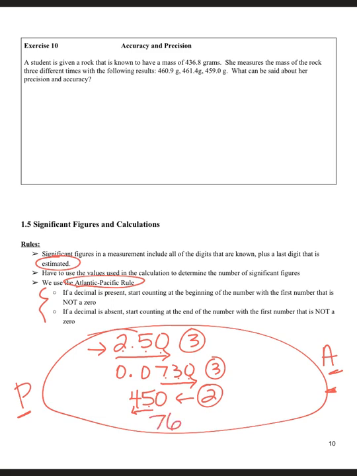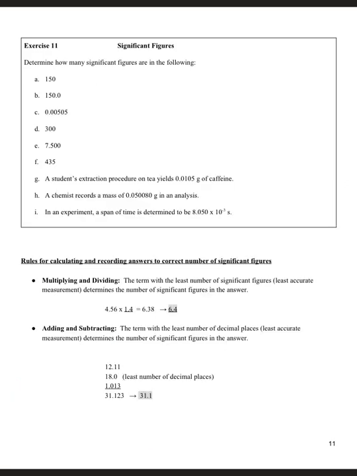All right, what about 7,600? Again, the decimal place is absent, so I'm going to start at the end of the number. Again, I won't count those initial zeros. I'm not going to start counting until I get to the 6. So the 6 and the 7 are significant. There are 2 significant figures in that one. So let's practice a little bit with these.